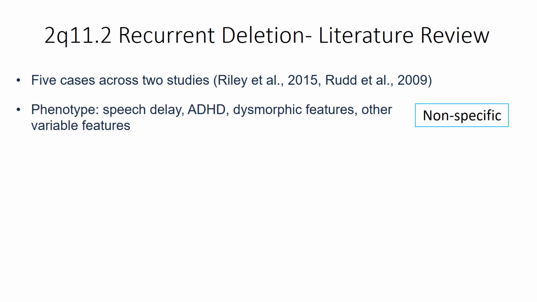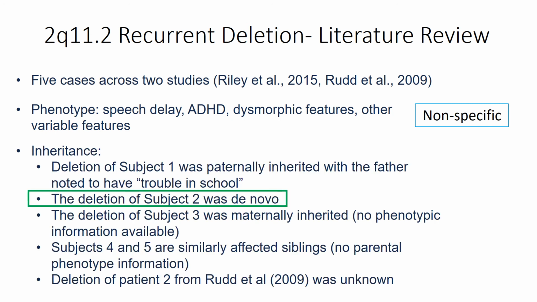The phenotype in common across reported patients included speech delay, ADHD, dysmorphic features, and other variable features, which are generally nonspecific. And the inheritance patterns across these cases varied when known. In most cases, the deletion was inherited. Only one de novo case was reported.